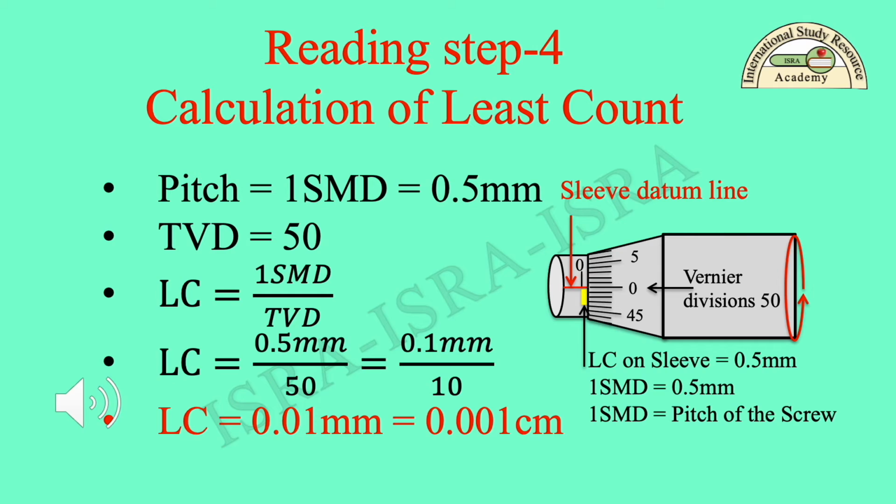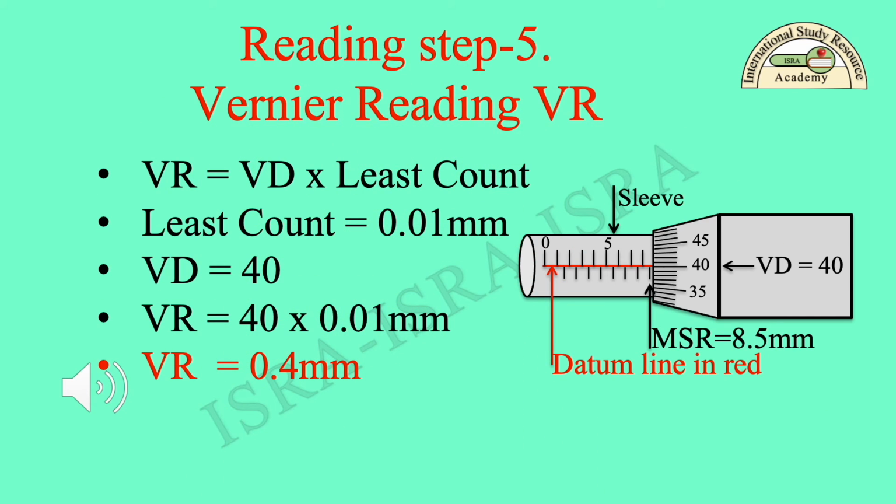Reading Step 4. Calculation of least count, which is equal to 1 SMD equal to 0.5 mm as shown with yellow mark on the diagram. TVD is equal to total vernier division equal to 50 as written on the thimble. Least count LC is equal to 1 SMD over TVD, or LC is equal to 0.5 mm over 50 equal to 0.1 mm over 10. Therefore, least count LC is equal to 0.01 mm or 0.001 centimeter.